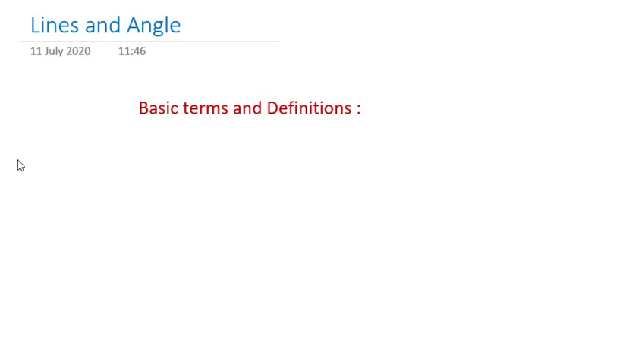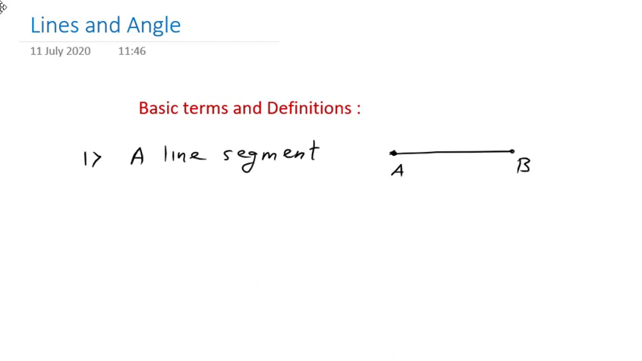So the first term which we are going to see is a line segment. Now what is a line segment? The line having two ends, we can say, is called a line segment. So this AB is a line segment. It has an end at both the ends.